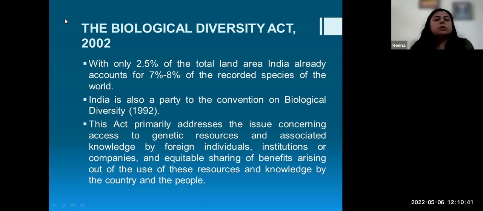The act primarily addresses the issue concerning access to genetic resources and associated knowledge by foreign individuals. So any foreign individual or foreign researcher cannot come to our country and use our resources or our indigenous knowledge of medicinal plants or biological diversity for their scientific purposes. Before any kind of study is implemented, they have to register themselves. And again, it has provisions for the creation of the National Biodiversity Authority.